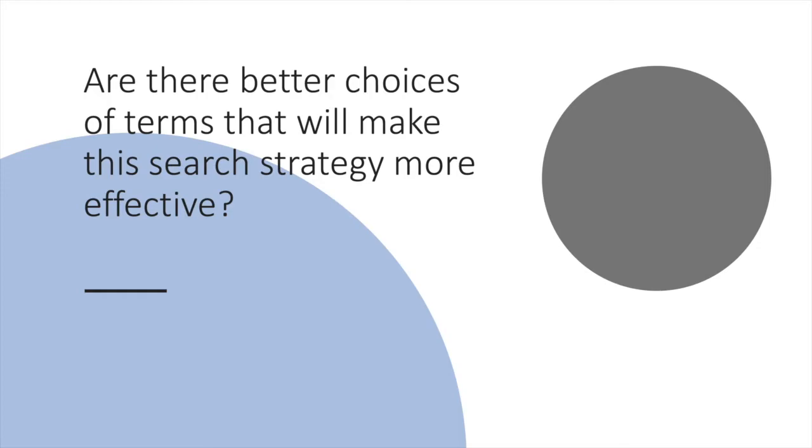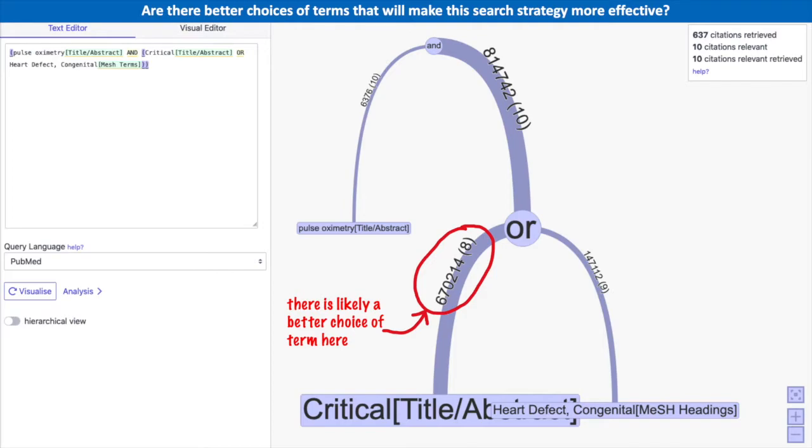Are there better choices of terms that will make this search strategy more effective? Now that we've arrived at this refined search strategy, let's focus on this critical search term. This term is retrieving a high number of studies, and there's likely a better choice of term that will cut down further the number of studies. But for now I'm going to be conservative and keep it.